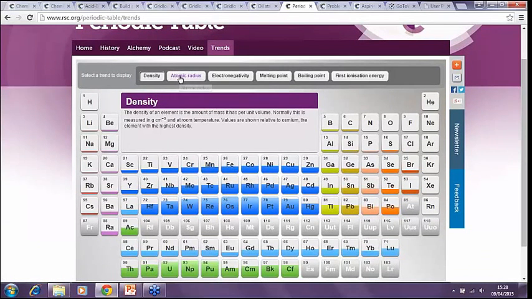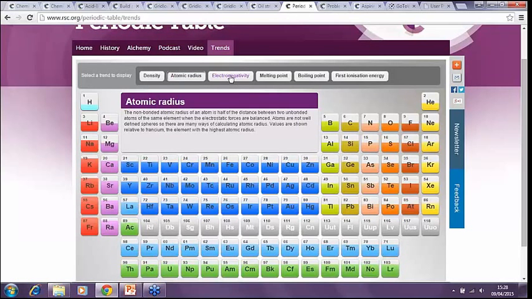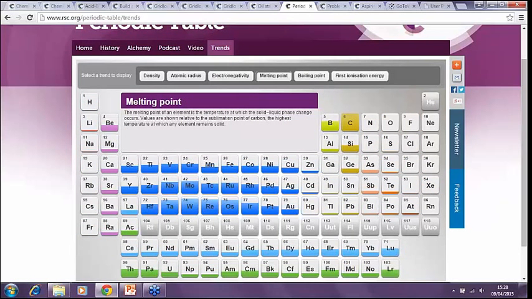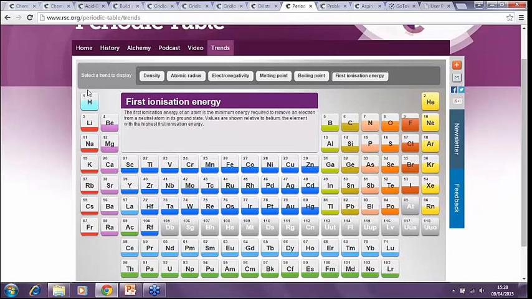So if you're struggling to get your head around some of these trends and what they mean, then having a look at this might just help to make it a bit more visual, help you understand it, look at it from a different perspective. Okay, so we've got electronegativity, melting point, boiling point, and first ionization energy, all on the trends as well. So that's the periodic table.